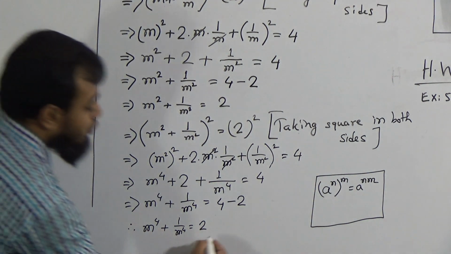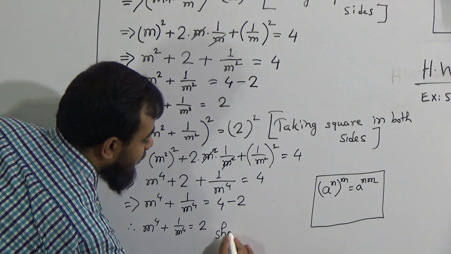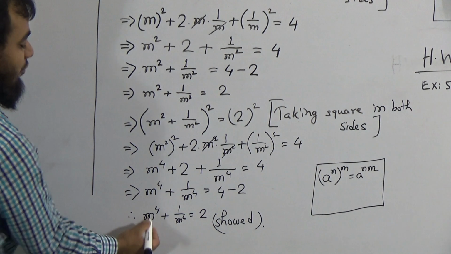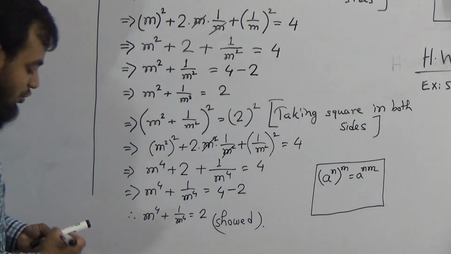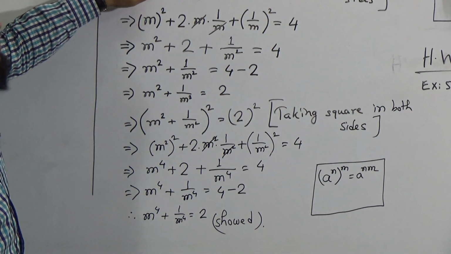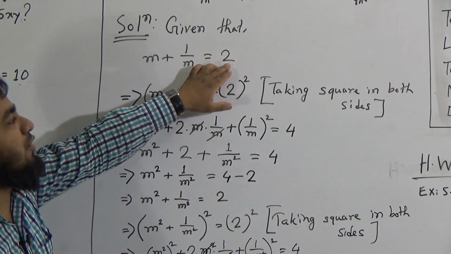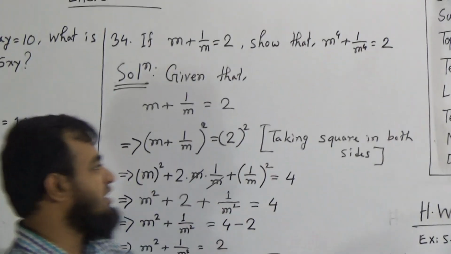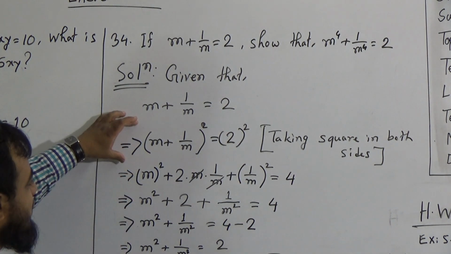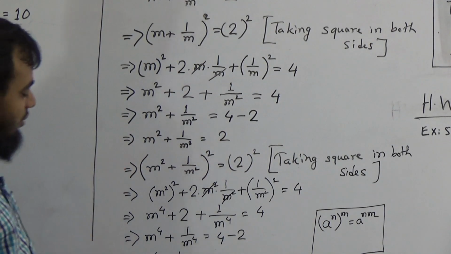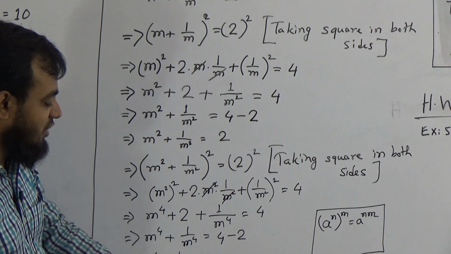That means which is required to show now. We should write down show. Okay, because we have already shown that m to the power 4 plus 1 by m to the power 4 is equal to 2. How to solve this one, my dear students? Look again, it was given that m plus 1 by m is equal to 2, and we need to show m to the power 4 plus 1 by m to the power 4 is equal to 2. That is why we will take the square 2 times. First of all, take the square one time, then the solution of this will be m square plus 1 by m square equal to 2. Then take another square of this, then we will find m to the power 4 plus 1 by m to the power 4, that's equal to 2.